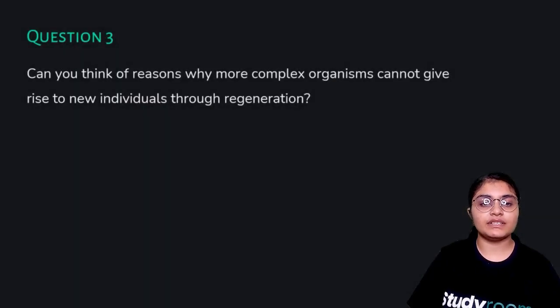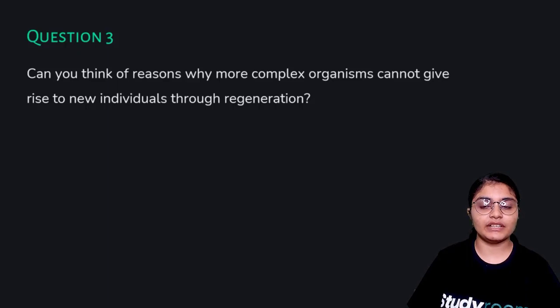Now we have question number 3. Can you think of reasons why more complex organisms cannot give rise to new individuals through regeneration? In complex multicellular organisms, specialized cells make up tissues, tissues make up organs, organs make up organ systems, and finally organ systems make up organisms. Since complex multicellular organisms have a very high degree of organization in their body, they cannot be reproduced from their cut body parts by the process of regeneration.